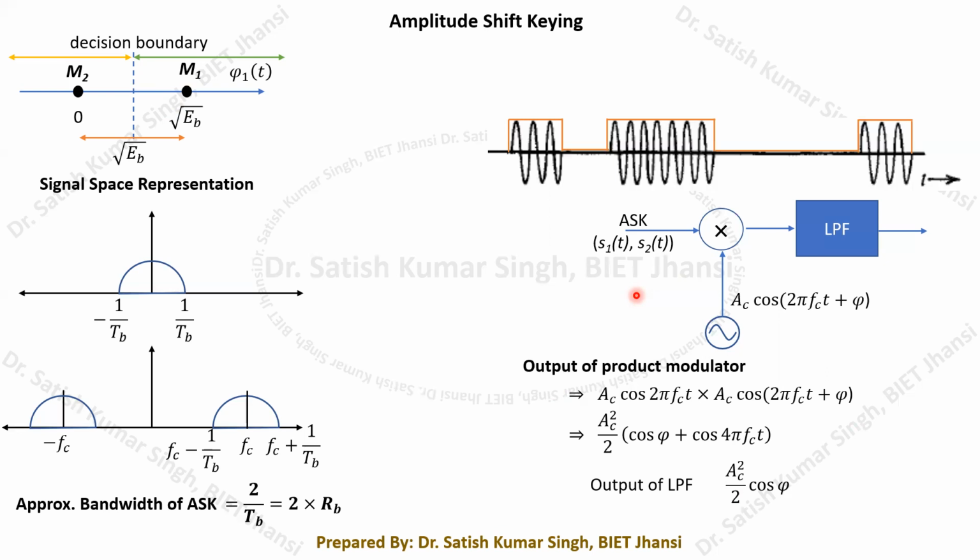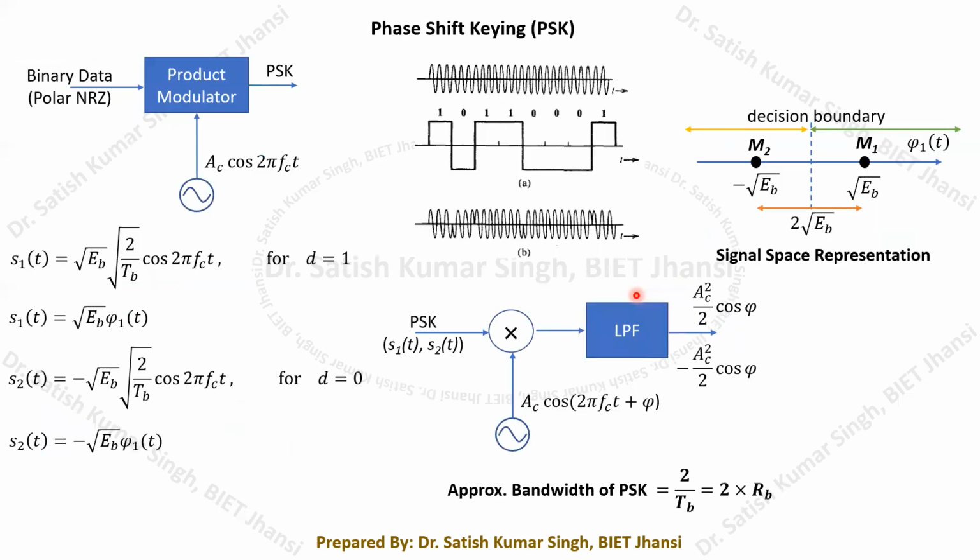Fine, so we need to have a decision making device. So try to understand another scheme like phase shift keying. As I said, for phase shift keying, we have to again take the binary data. You note down that in the previous case we have taken the unipolar on-off keying signaling. Okay, on-off signaling, right?